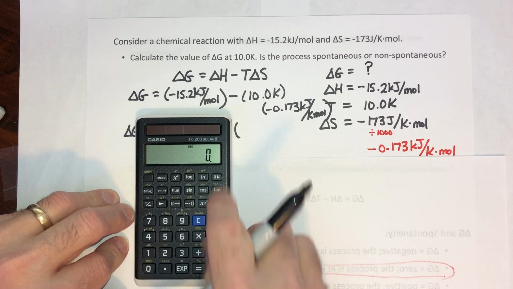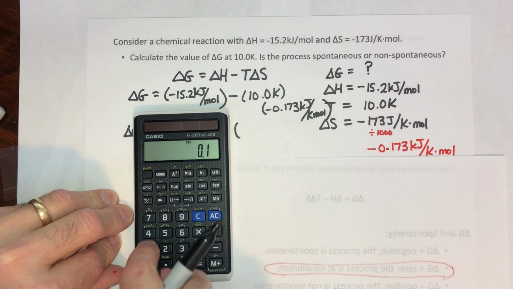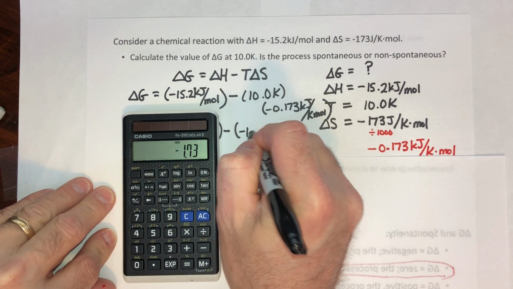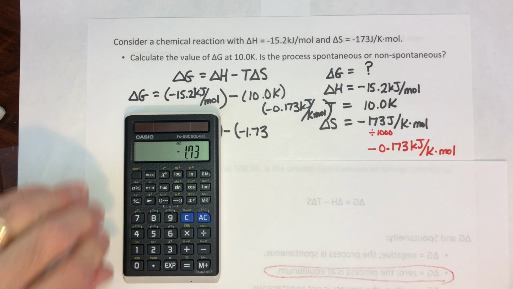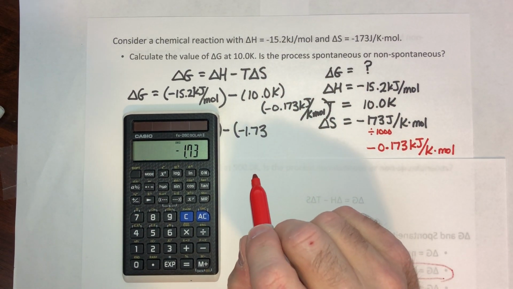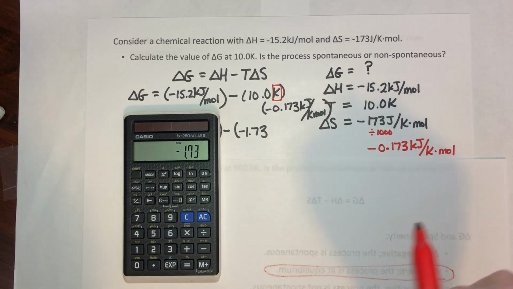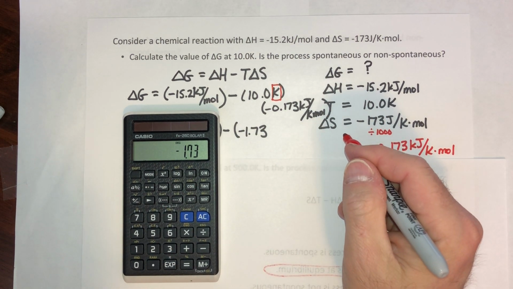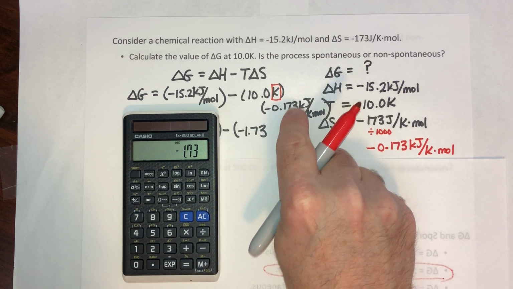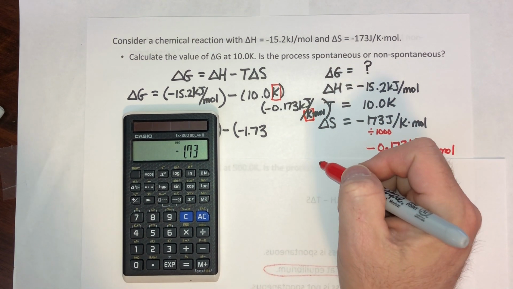So if we haul out our trusty calculator, I'm going to have 10 times a negative 0.173, which gives me a negative 1.73. Now, part of the reason why I wanted to show this calculation in pieces is so that we could talk about units. In the temperature, I have 10 kelvins. So there's a kelvins here. That's really in the numerator, right? Because this whole thing would be over 1. I also have a negative 0.173 kilojoules per Kelvin per mole. I've got a kelvins here that's in the denominator.